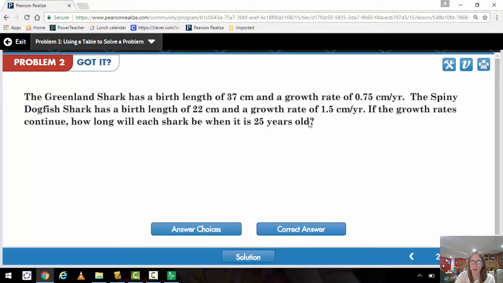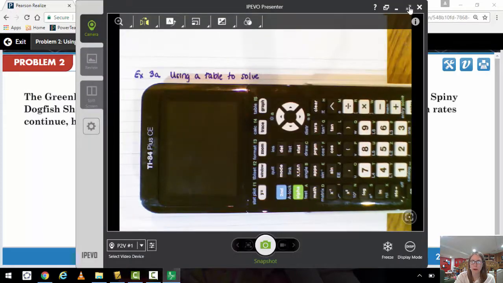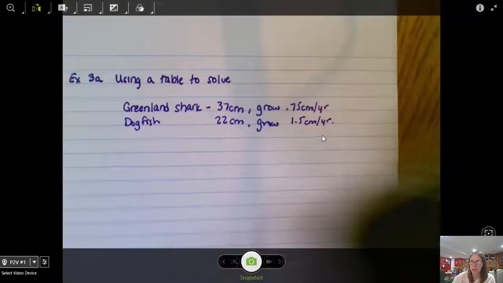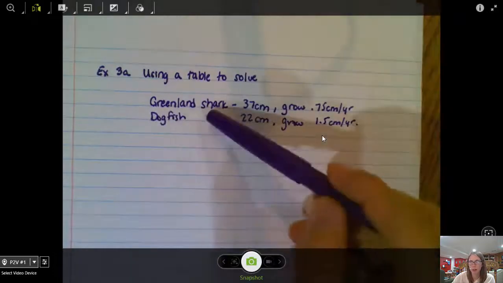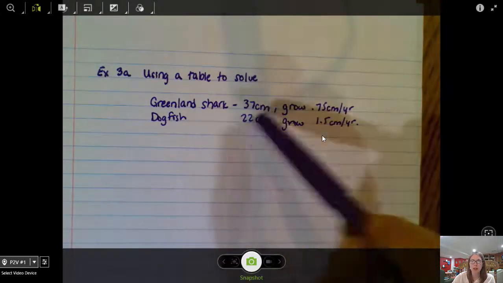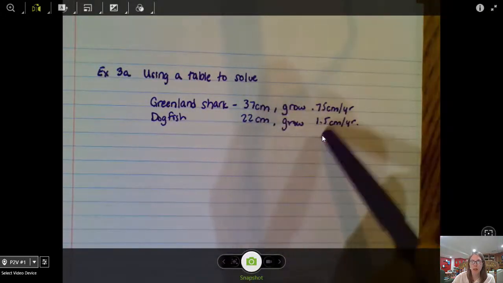All right, so here's my question. And then after we start working with this, I'm going to add one other part to our question here. All right, back to my paper. So I have the main information written down here. We have a Greenland shark and our dogfish shark. These were their starting lengths and then their growth rates.